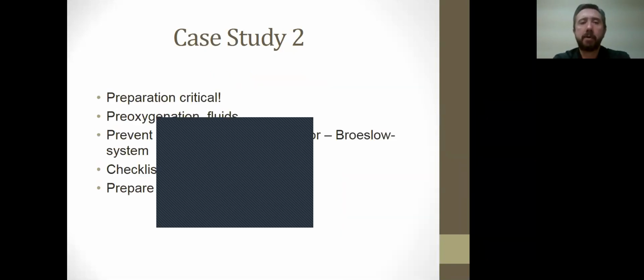Okay, preparation is critical. I'm going to pre-oxygenate, give fluids, and use a Broselow. She may or may not be a candidate for the paralytic. In this case, I would not choose to do so because ketamine would probably be the only medication I use, because with this patient with reactive airway disease, we want to preserve that respiratory musculature, okay? It just depends on the circumstances.